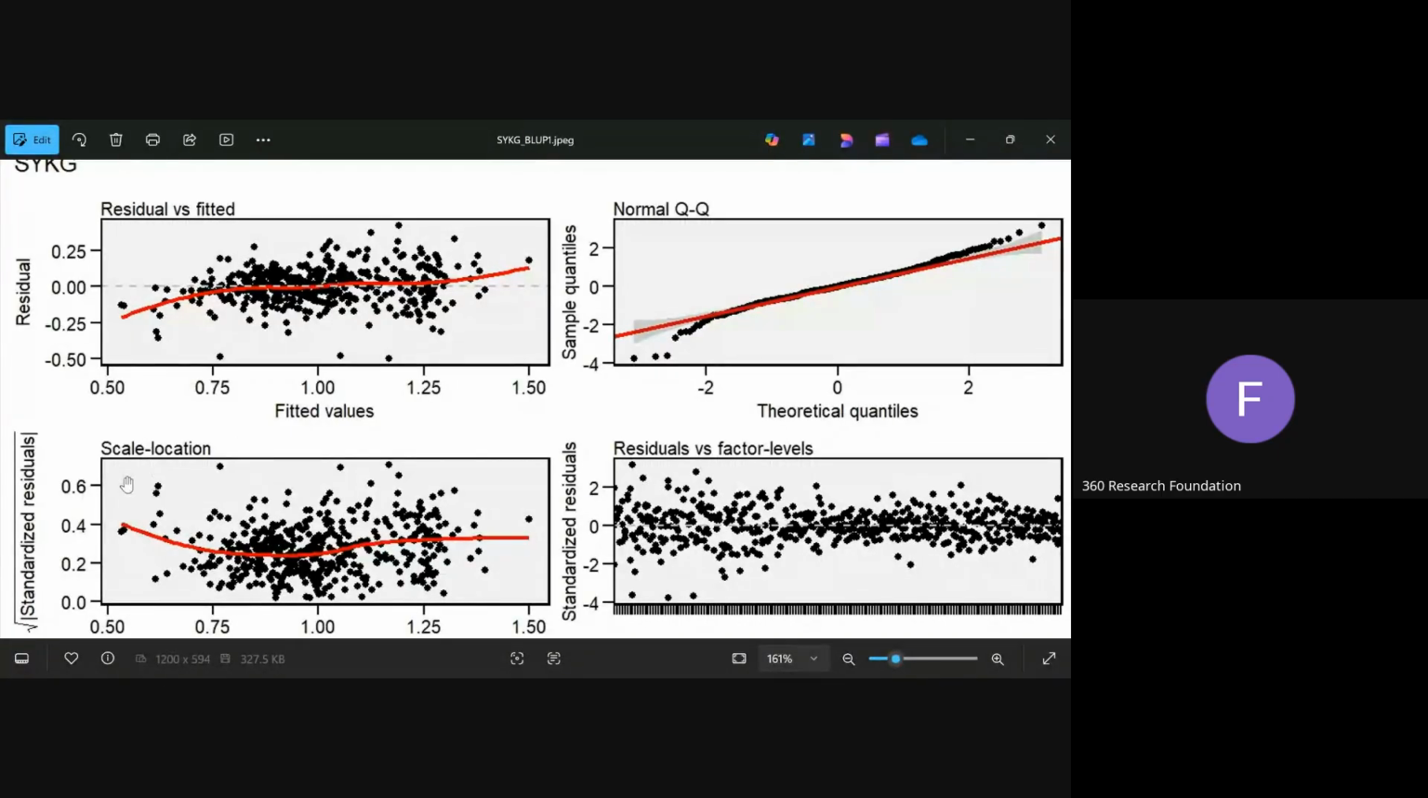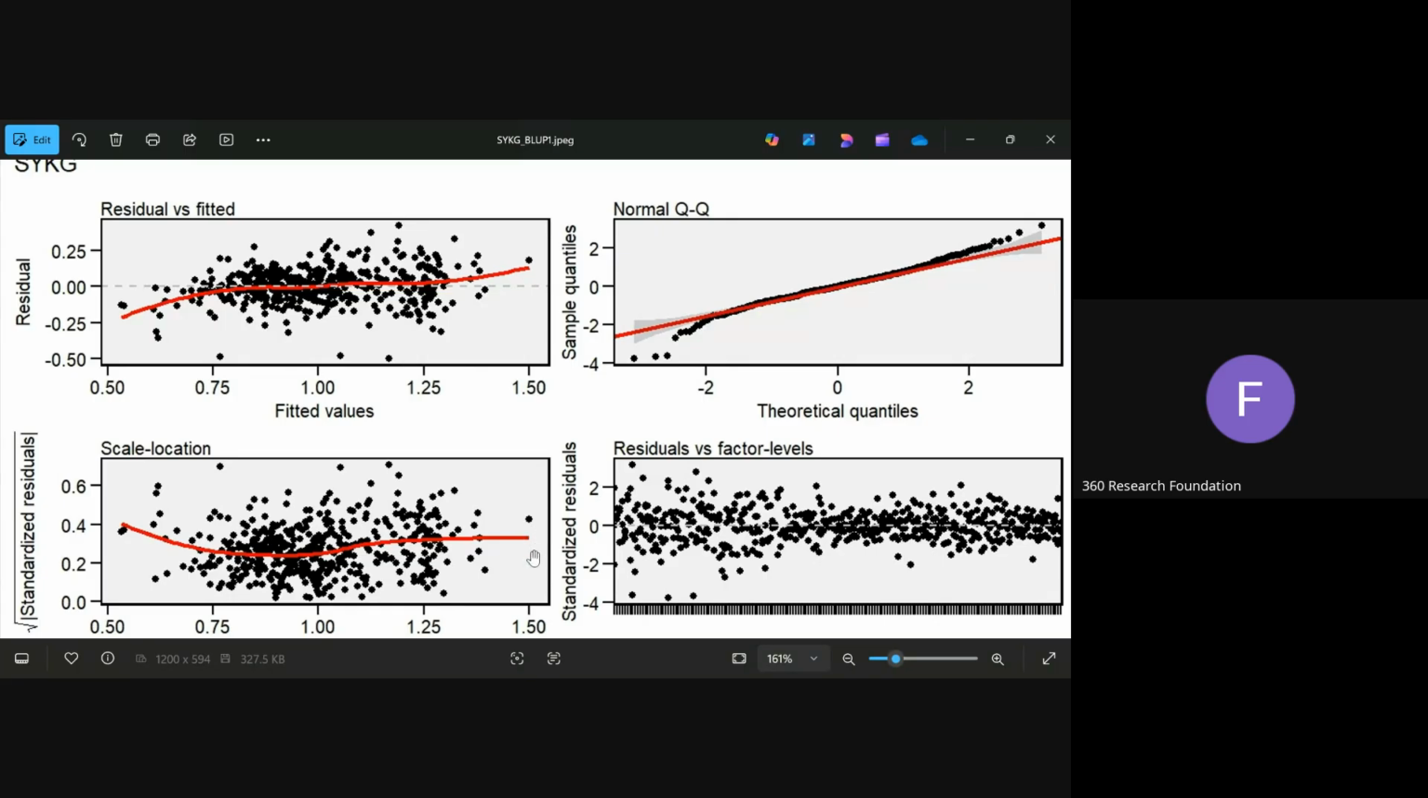Yeah, so this is the scale location plot. On the x-axis you will find the model predicted values, that is the fitted values, and on the y-axis you will find the square root of the residuals. This plot will check whether your residuals have constant variance or not. Then how to read this? Here you can see the red line.